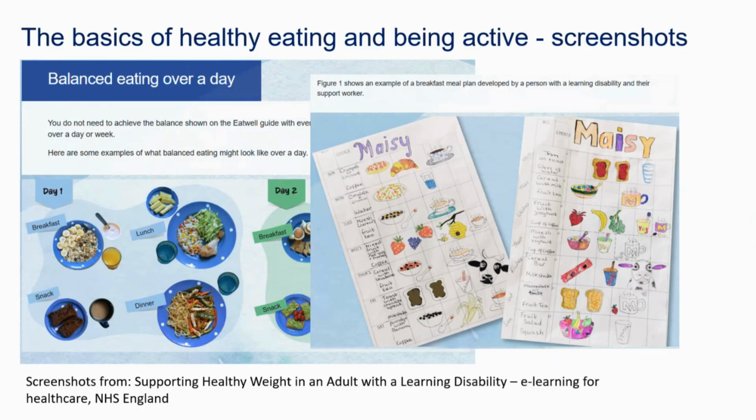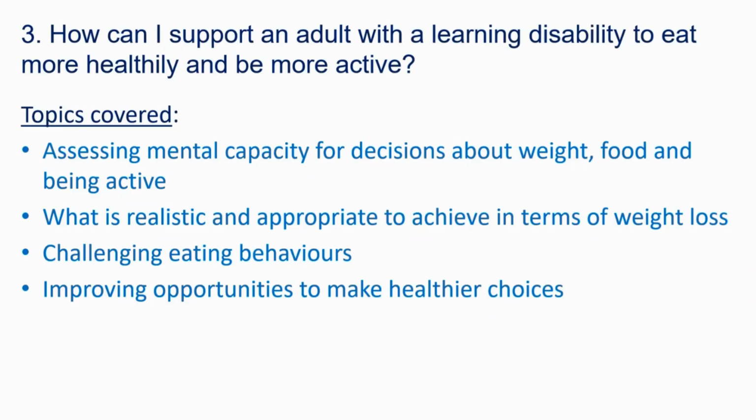And next slide, please. So the third session is around the practical stuff. How can I use this knowledge? How can I support an adult with a learning disability to eat more healthily and be more active? Within this one, we do cover assessing mental capacity, which Justine alluded to earlier, and how that relates to decisions about weight, food, and being active. What is realistic and appropriate to achieve in terms of weight loss, challenging eating behaviors, and some strategies and discussion around how to support with some of these, and ways to improve opportunities for people with learning disabilities to make healthier choices. Next slide, please.